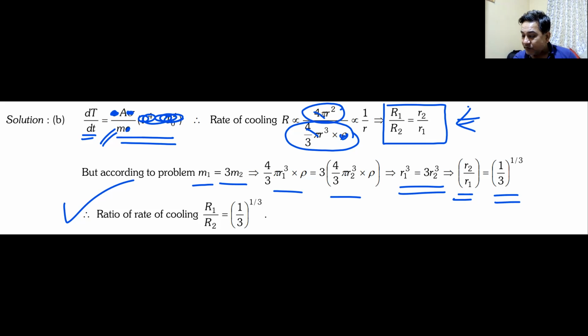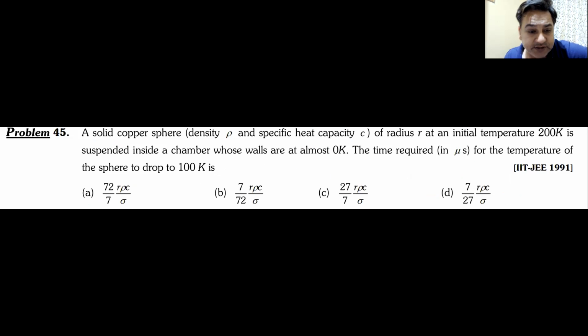Can I expect that you can do the exercise? If you can do the number of questions that are given in it, it is much more than enough that can ever come in a JEE. Can I expect that you will do this? The remaining questions of the exercise, can I expect that you will do them as homework? Yes, sir. One more question from the JEE.